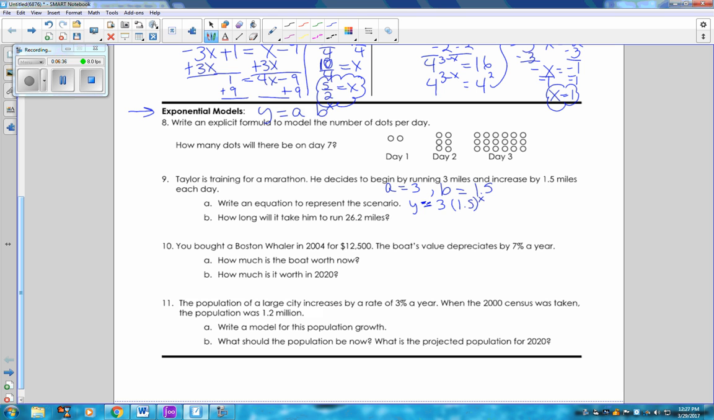And then it wants to know how long will it take him to run 26.2 miles. So the number of miles is y. So I want to know what number can I put in for x to get out 26.2. So you're just going to have to do it by trial and error. If I put in a 1 for x, let me grab a calculator. 3 times 1.5, which gives me 4.5.